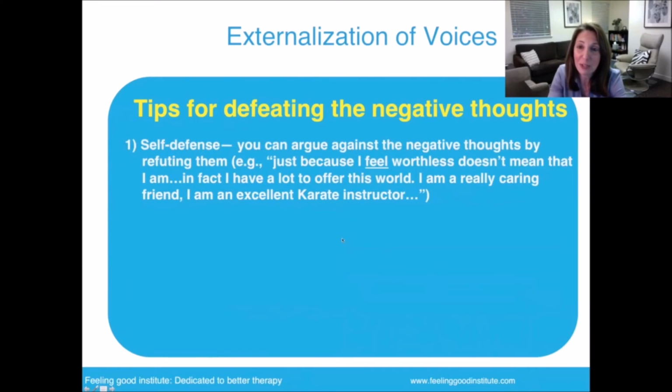In the externalization of voices role-playing technique, there are really just a set number of ways you can respond. One way of responding we would put in the general category of self-defense. You can argue against the negative thoughts by refuting them. An example of that would be, just because I feel worthless doesn't mean that I really am. In fact, I have a lot to offer this world. I'm a really caring friend. I'm an excellent karate instructor. So if a patient's negative thought was, you're worthless, then the positive thought would be, I'm not worthless, and here's the reason why. So that we consider self-defense, fighting against the negative thought, defending oneself.